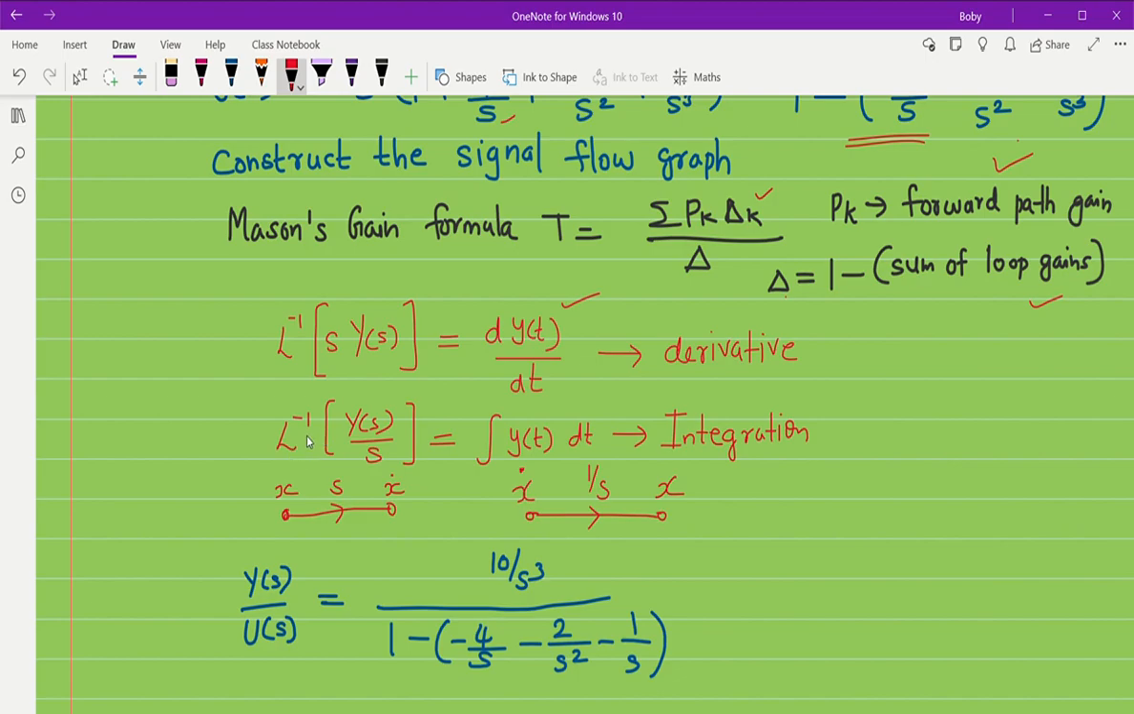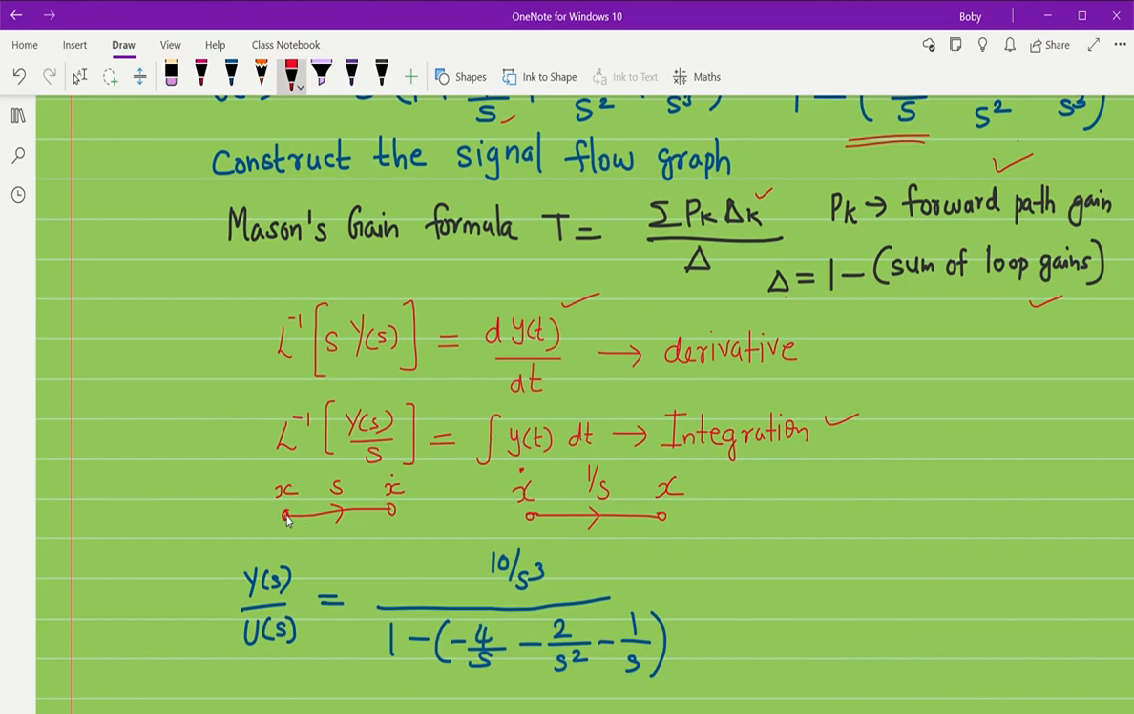Similarly, the inverse Laplace transform of Y(s)/s. So s times Y(s) gives us the derivative, and Y(s)/s gives us the integration, that is, the integral of y(t) dt. So Y(s)/s means we are getting the integration.